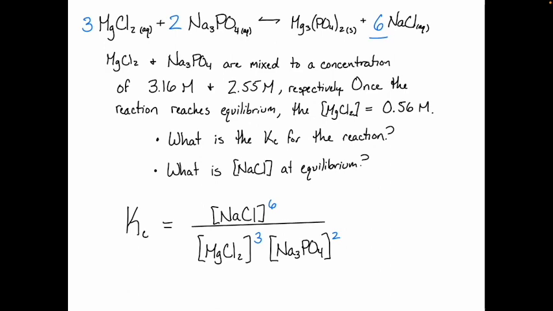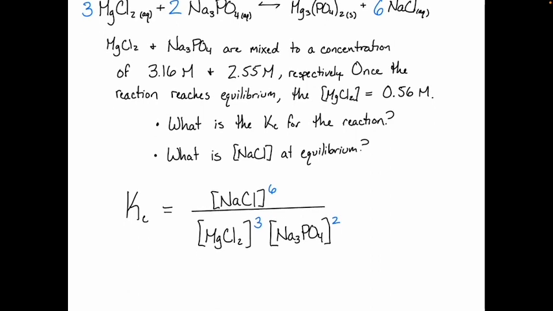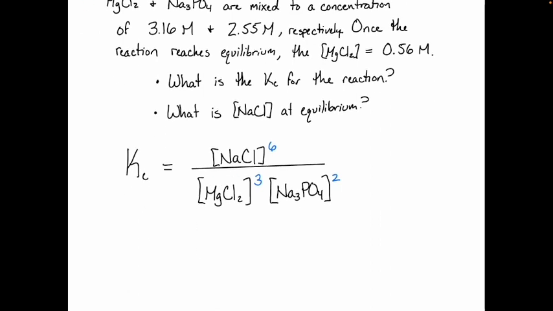My stoichiometric coefficients in my balanced chemical equation are exponents in my equilibrium expression. And then I left out this magnesium phosphate here from my equilibrium expression. Why is that? Because it's a solid, right? Only aqueous and gases will appear in your equilibrium expression. All right, so now I'm ready to start building my ice table.